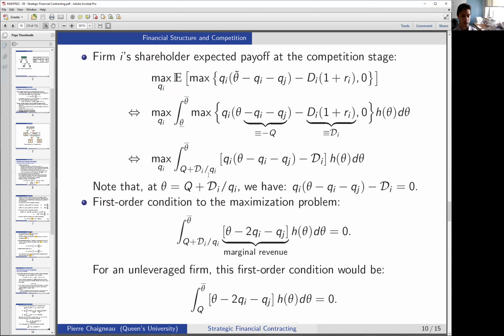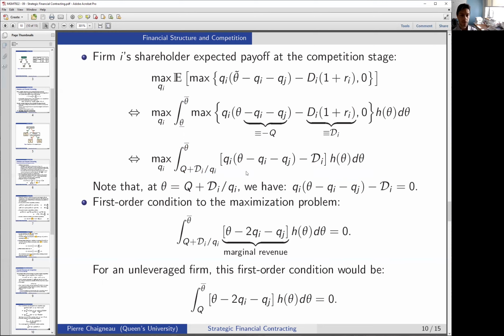Okay. So now we know that when theta is less than this, the payoff to the shareholder will be 0. And when theta is greater than this, which you can find also there, the payoff to the shareholder will be equal to this term, which you can find also right here. So far, we did not optimize with respect to QI. We just rewrote the objective function, taking into account the level of debt of the firm.